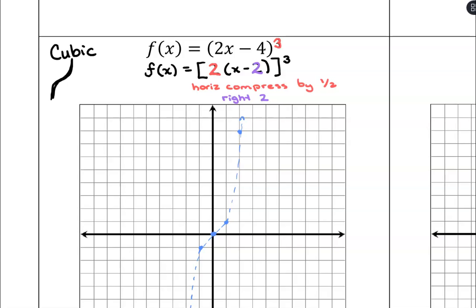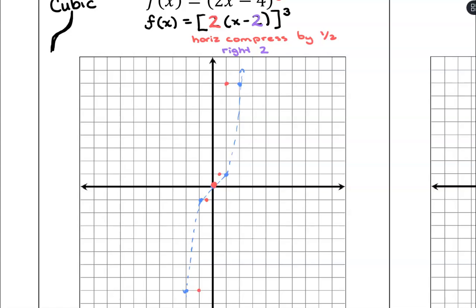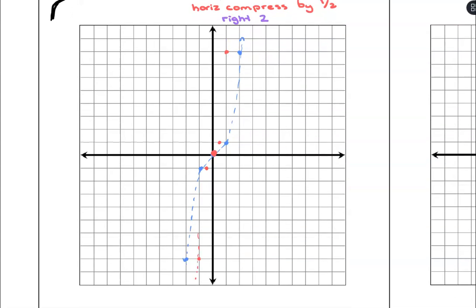Okay, so horizontal compression by 1/2. So we're going to squeeze things in and take 1/2 of these horizontal distances. That's going to make it real squished in there. There's our skinnier graph. And then we're going to go right 2 units. Right 2, right 2, right 2, and right 2, right 2. So our final graph will look something like this as best we can.